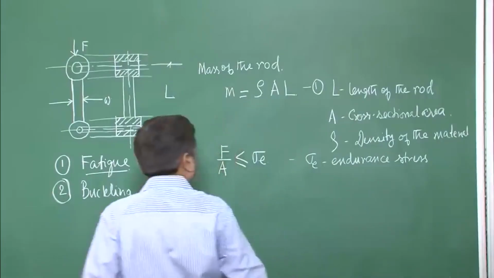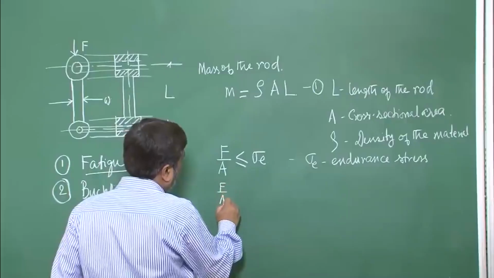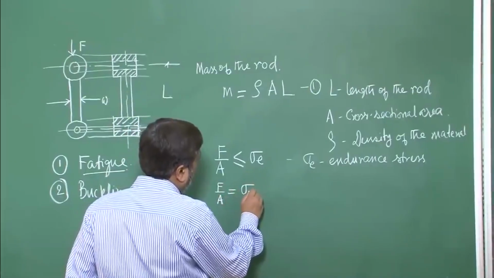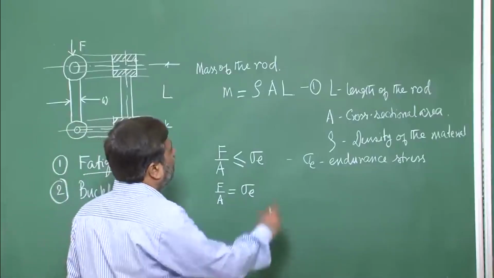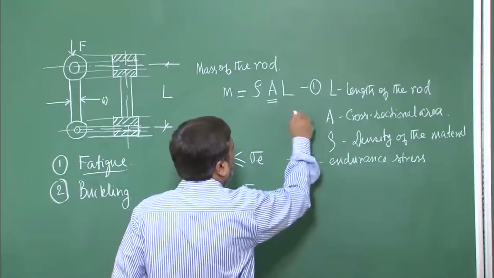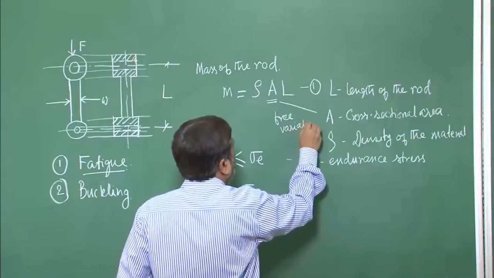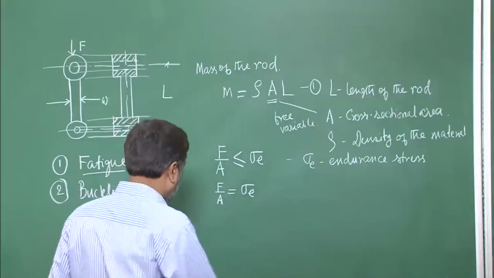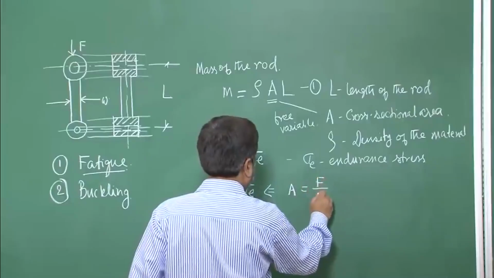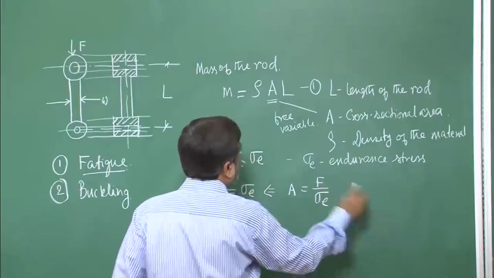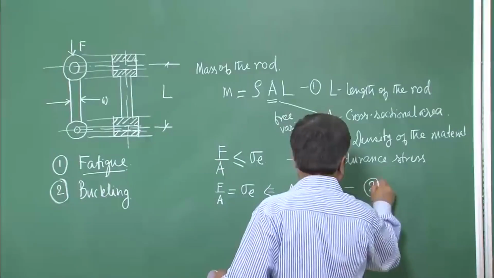So, that is the good part of it, and hence we always try to keep the stress below the endurance stress level. For the maximum possibility, I can let the force be such that Fa is just equal to sigma E, it cannot be more than that. Keep in mind that area here is the free variable. So I can write this as area equals F over sigma E. Once I write that, this is my second equation.